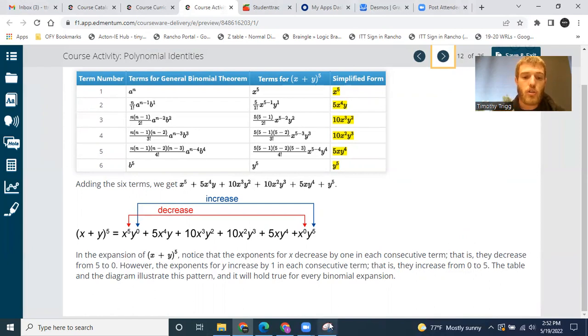What I want you to notice too is that if you look at the degree of the x and y, those add to 5, right? 5 plus 0 is 5, 4 plus 1 is 5, 3 plus 2 is 5, 2 plus 3 is 5, 1 plus 4, 0 plus 5, right? They all add to 5. So when you add these powers, they always add to the degree that you have your binomial to. So since we have our binomial to the power of 5, these will add up to 5. If this were your binomial to the power of 8, then these would add to 8. Okay, all the way down.